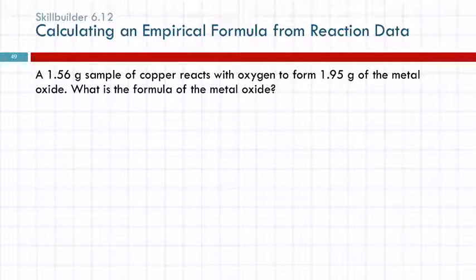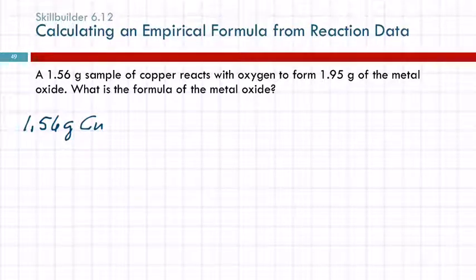So a 1.56 gram sample of copper reacts with oxygen to form 1.95 grams of the metal oxide. What is the formula of the metal oxide? So in our compound, what are the two elements? Copper and oxygen. So what's the mass of copper? 1.56 grams of copper. Okay, that's pretty straightforward.